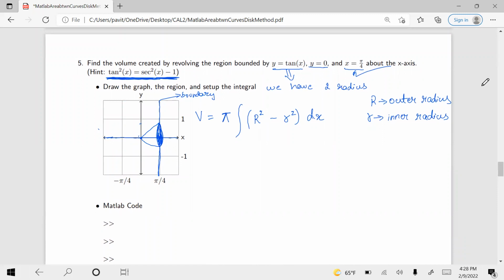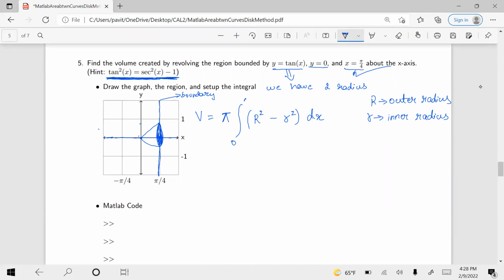Any idea what might be the limits? Very good. It is going to be 0 to pi by 4.